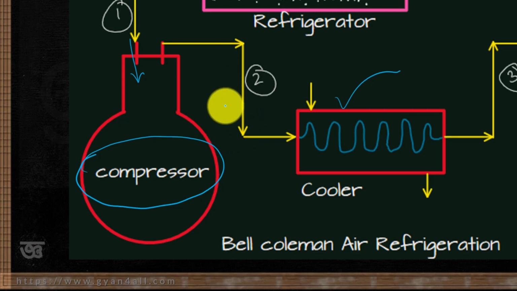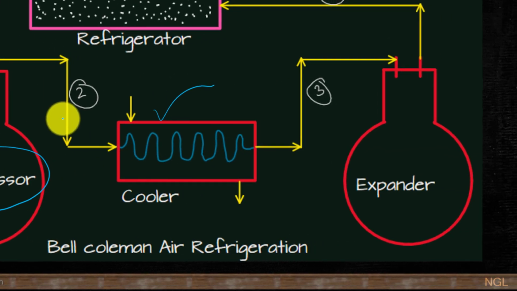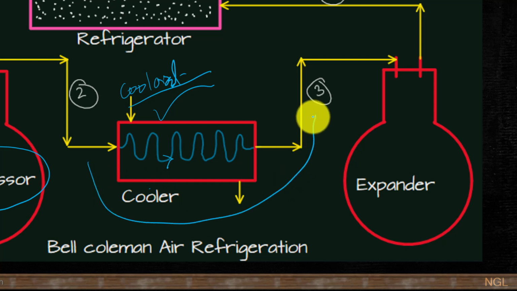Then this high pressure, high temperature air is sent to the cooler, where some coolant, maybe water, maybe air, is used to cool that high pressure, high temperature air. And after cooling, what will happen? Definitely we know what will happen. We will discuss it within a short time. So the process 2-3 is the cooling process.